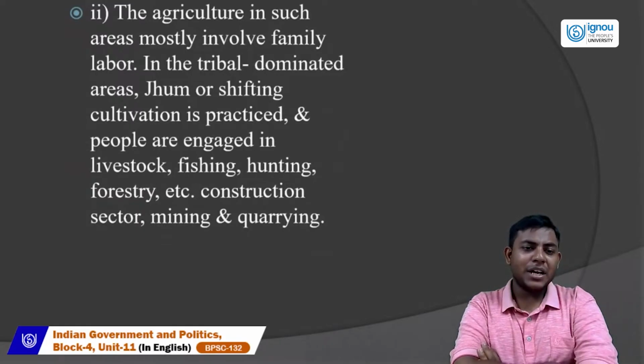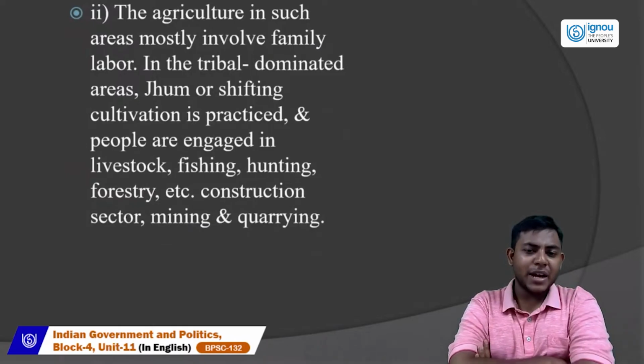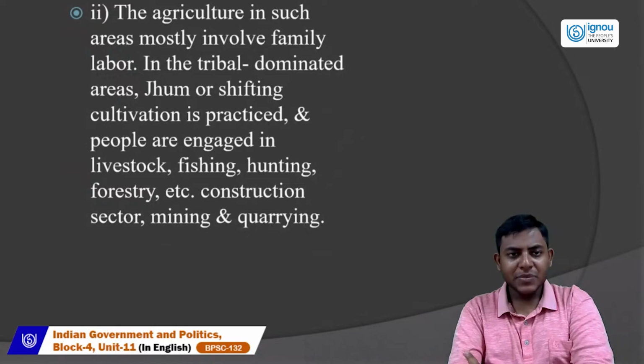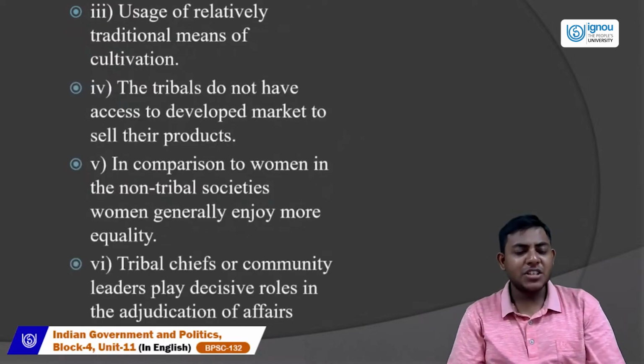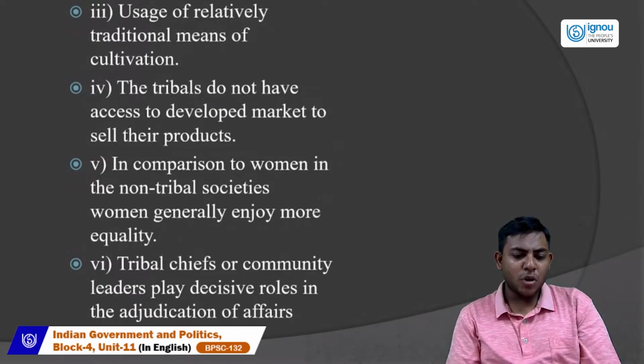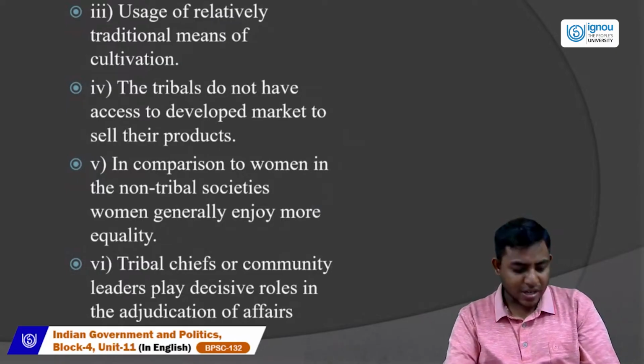In the tribal dominated areas, jhum or shifting cultivation is practiced, and people are engaged in livestock, fishing, hunting, forestry, etc. And construction sector, mining and quarrying is also going on there. So the usage of relatively traditional means of cultivation is observed in these tribal areas, and the tribals do not have access to developed markets to sell their products. In comparison to women in the non-tribal societies, women generally enjoy more equality in the tribal societies, and tribal chiefs or community leaders play decisive roles in the adjudication of affairs within the tribes.